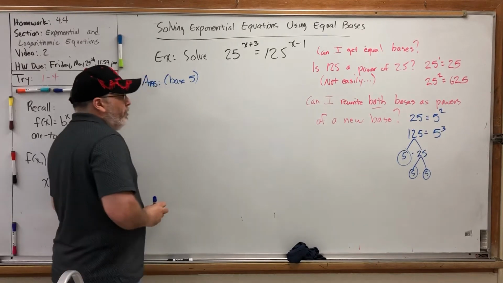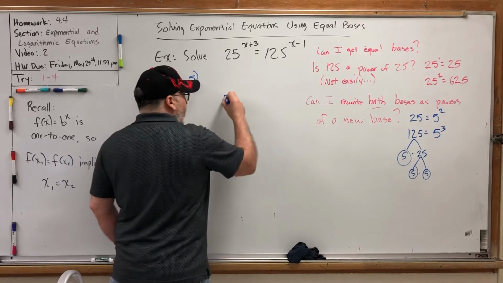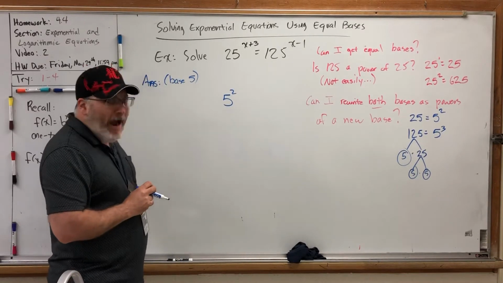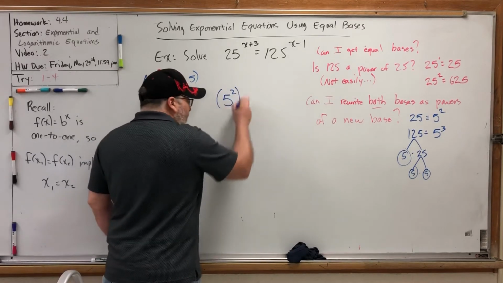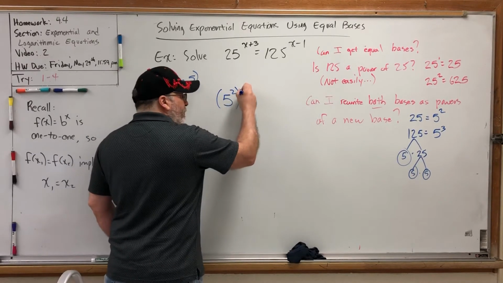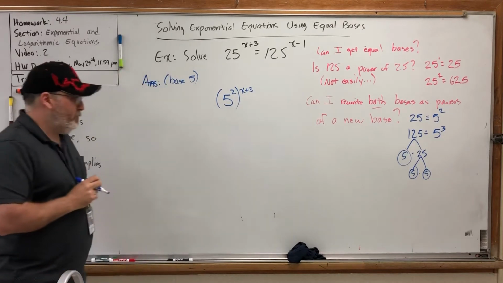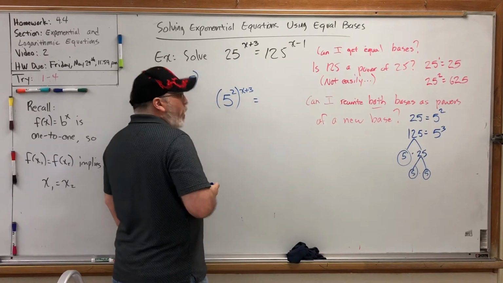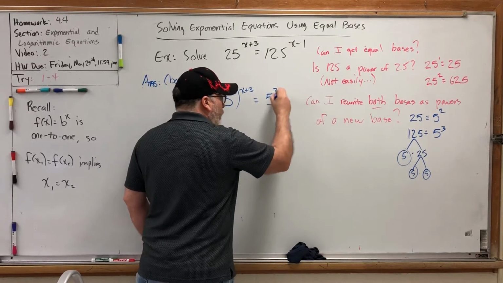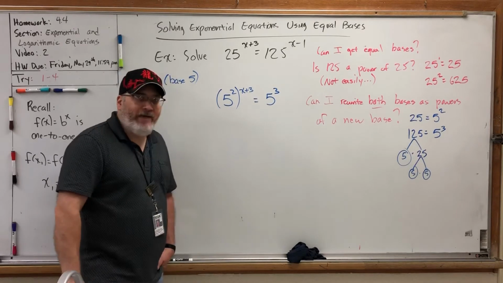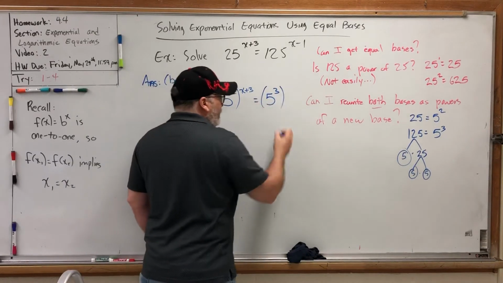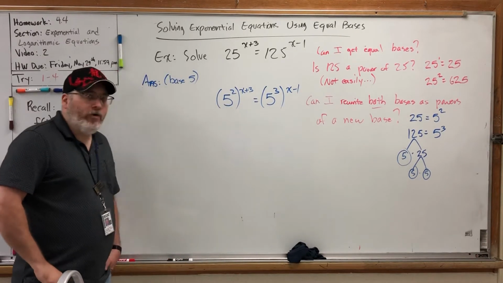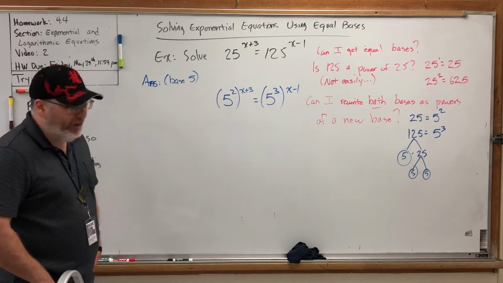So how would that work? Well, the 25 is going to be rewritten as 5 squared, but here's where you have to be a little careful. The 25 already had a power on it, which means the 5 squared will have the same power. So 5 squared to the x plus 3 power. And the same thing with the 125. 125 is 5 to the third power, but the 125 already had a power on it, x minus 1, so the 5 to the third power has a power of x minus 1 on it.